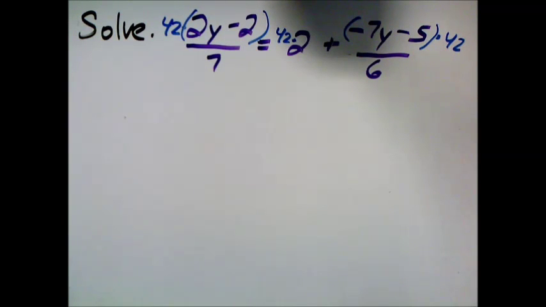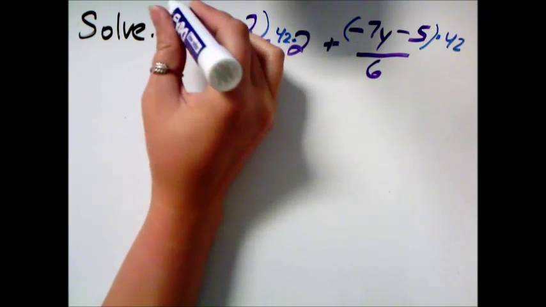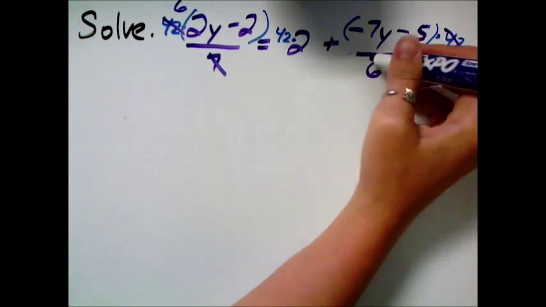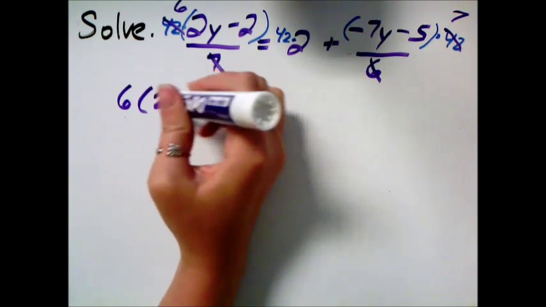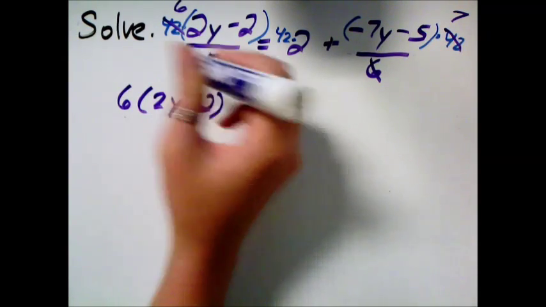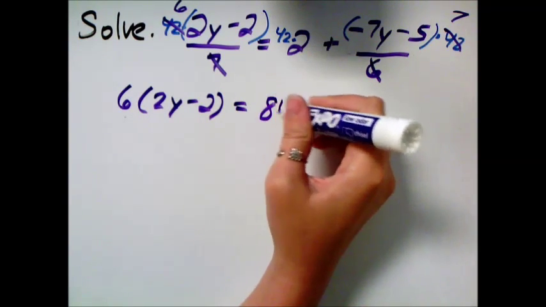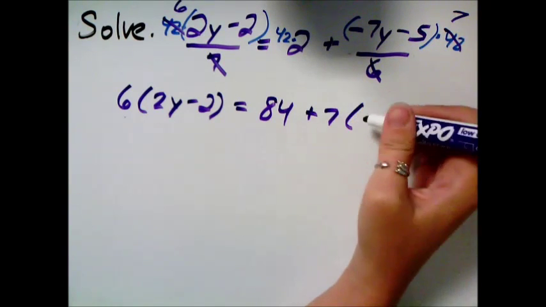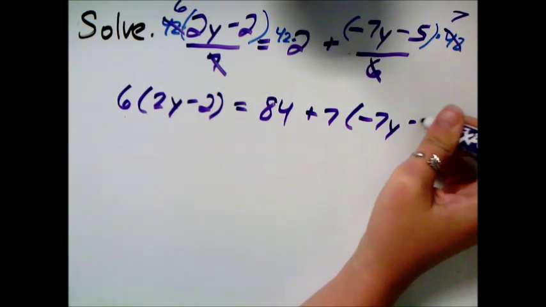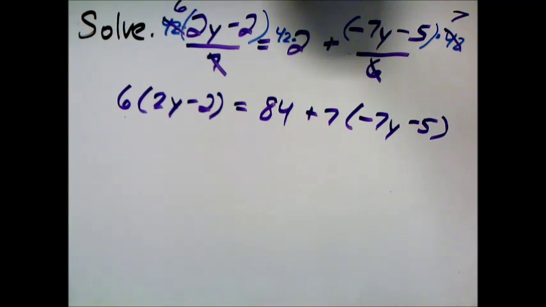And on the fractions, why is it on the top? Because it's a whole number, like 42 over 1. So then let's see what cancels. 42 divided by 7 is 6, and 42 divided by 6 is 7. And so I'm left with 6 times 2y minus 2, and notice how it's times the whole thing, so it's got a parentheses. 42 times 2 is 84, and then this is 7 times -7y minus 5, so we don't have to remember the negative being out here. We already put it inside of our parentheses.